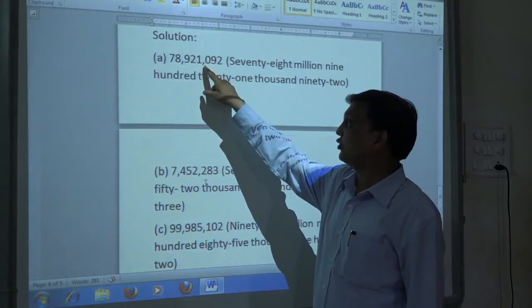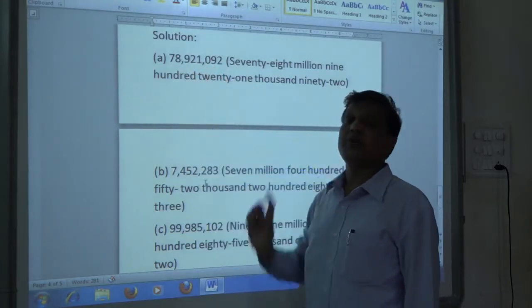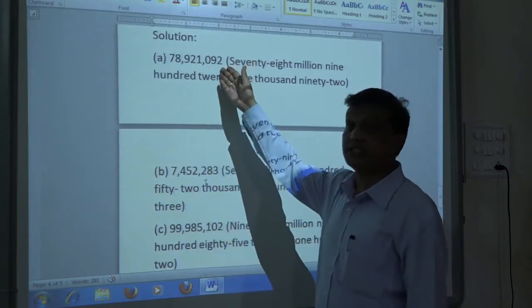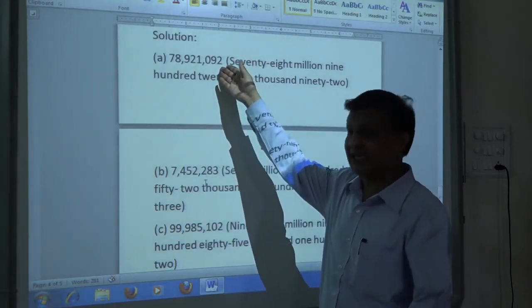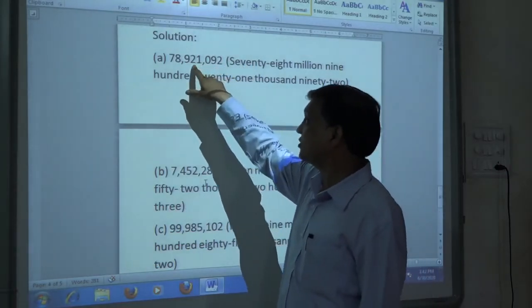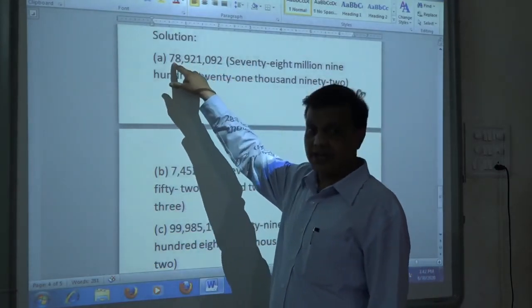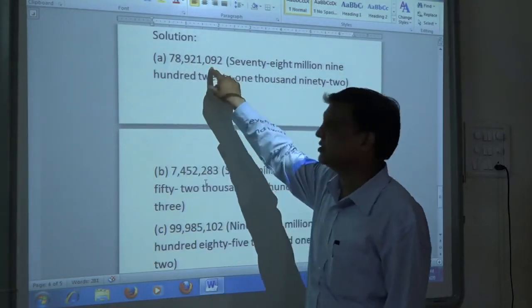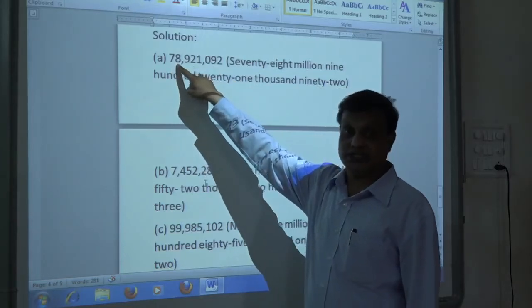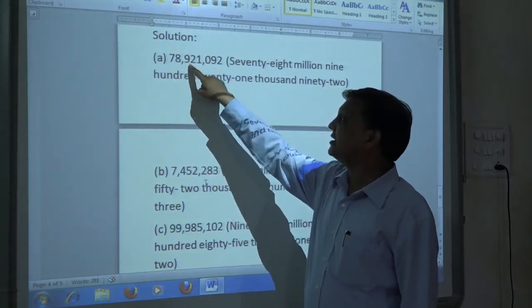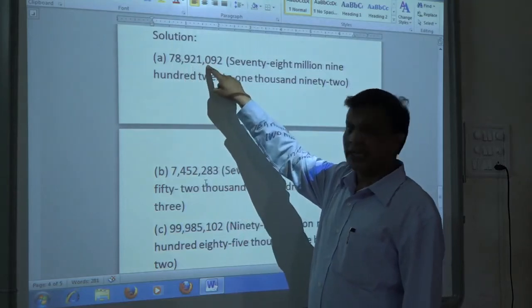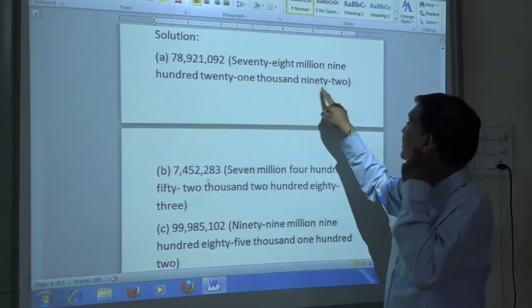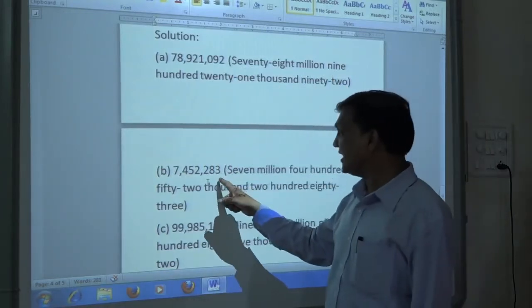Once again, three digits before the comma, three digits before the comma. Place a comma between the digits. After that, from your right side, start counting the places: ones, tens, 100, 1000, 10,000, 100,000, million, 10 million. When you read this, understand 10 million for both. This is thousands and this is ones. So you have to read these together: 78,921,092.